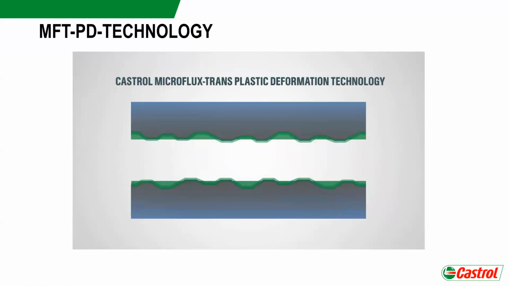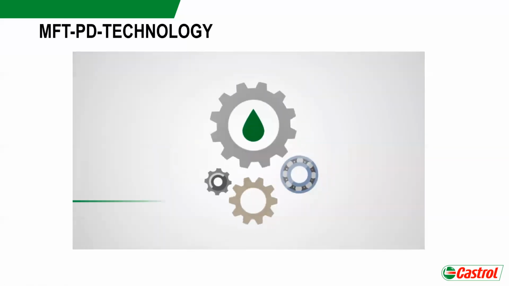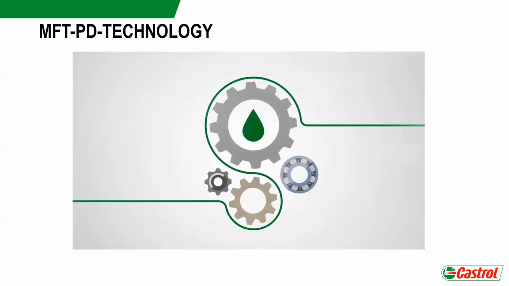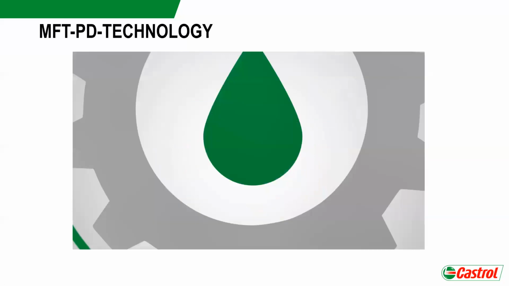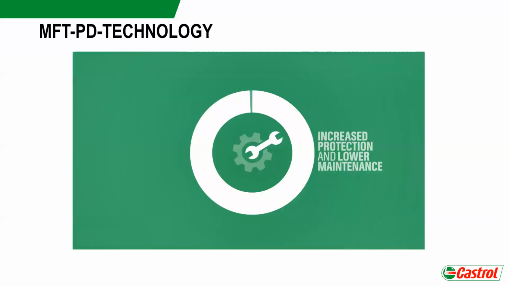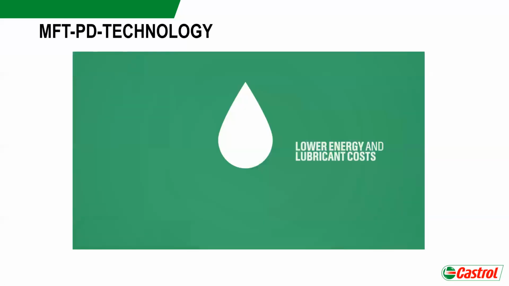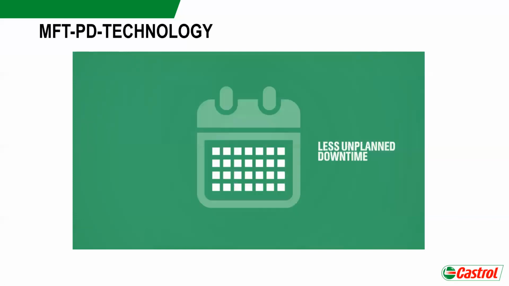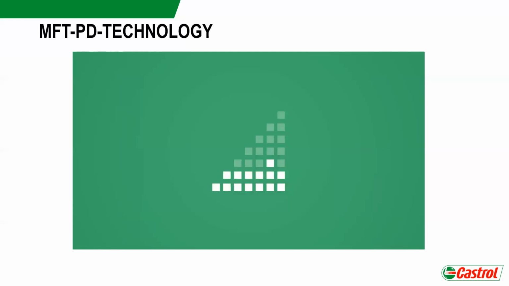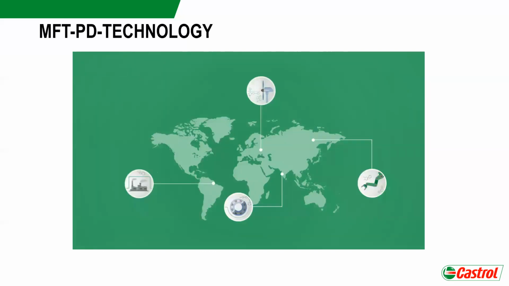The micro-smoothing multiplies the load-bearing surface area. That means less pressure, less friction, and less wear. And the lubricant's additive and non-sacrificial, so you don't need to replace the lubricant so often. The result is increased protection and lower maintenance, lower energy and lubricant costs, and less unplanned downtime. Equipment lasts longer and can work harder, making you more productive than ever. Castrol products with MFT-PD technology provide best micro-pitting resistance when compared to the global market leader's product.